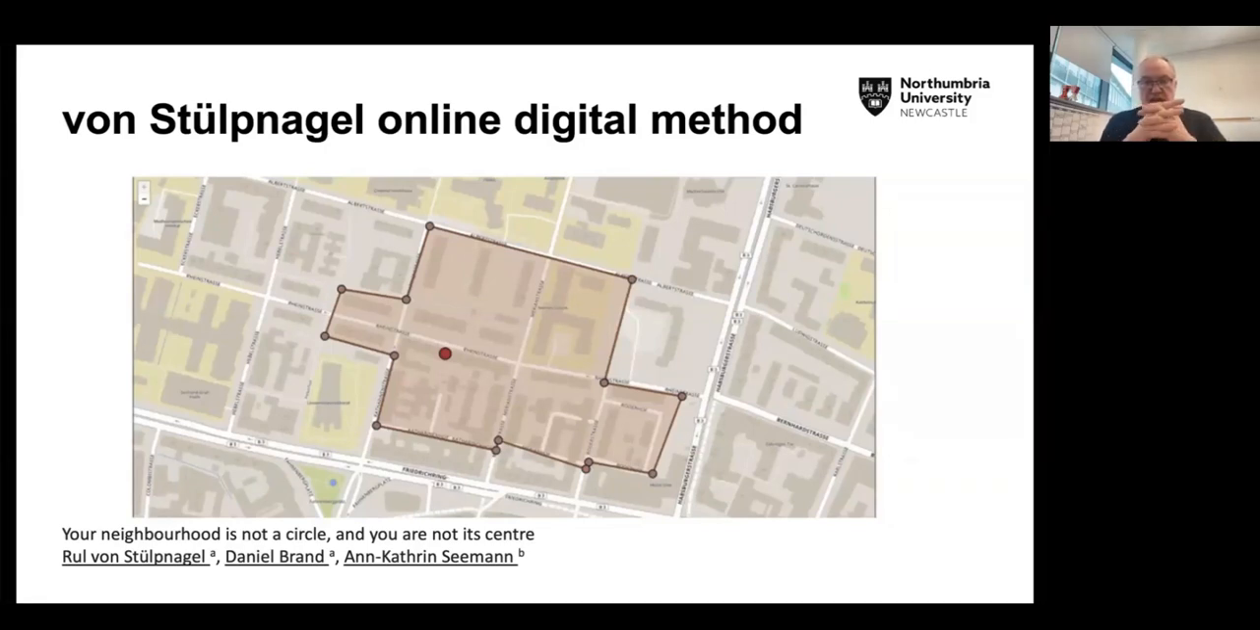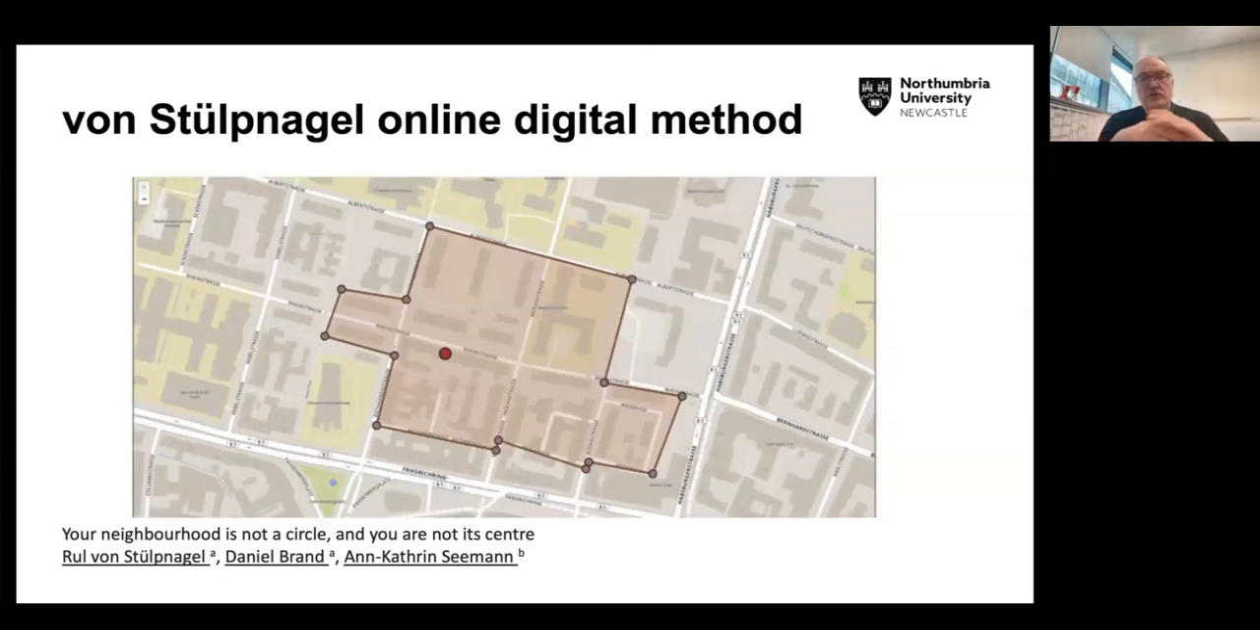So von Strupenagel did a lovely online version of this. He sends out an email or communicates to people in a region, and there's a piece of software where you can geographically put in where your neighborhood is. And again, he wrote a fantastic paper called "Your Neighborhood is Not a Circle and You're Not Its Center." The fact that you're not at the center, as the example in his paper goes, shows you that neighborhoods are shared between people. If my neighborhood was just related to me, then I would be at the center of my neighborhood. If I'm on the edge of the neighborhood, it tends to say that the neighborhood exists and I have a relationship with it. So again, that's another good paper, and I definitely recommend it.